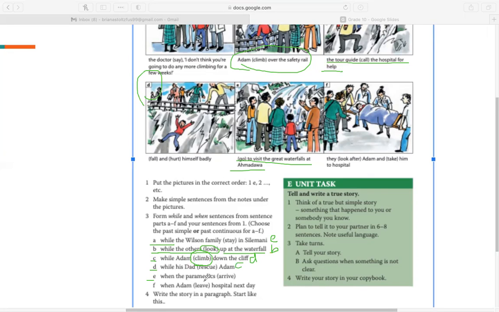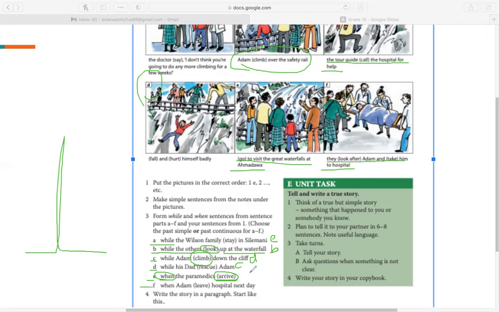E, when the paramedics arrived. Here, because we say when, this is a one-time action, not continuous. So we say past simple, arrived, not were arriving, but just arrived. When the paramedics arrived, they looked after Adam and took him to the hospital.